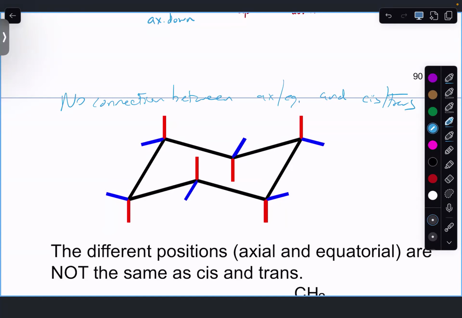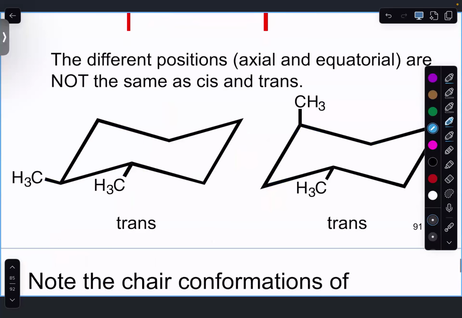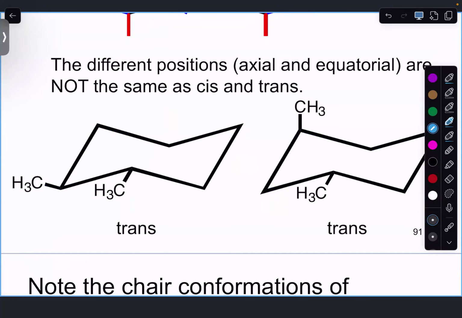So I want to show you what I mean by that. Have a look at the two di-substituted ring systems. We want to identify these two different dimethyl cyclohexanes as cis or trans. First off, let's figure out axial or equatorial. What type of substituent is this methyl over here? Would that be axial or equatorial? It's equatorial because it's not going perfectly up or perfectly down. So that would be equatorial.